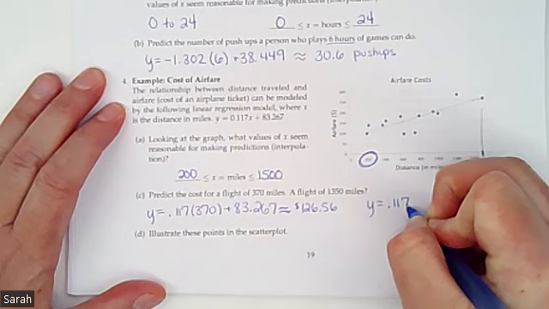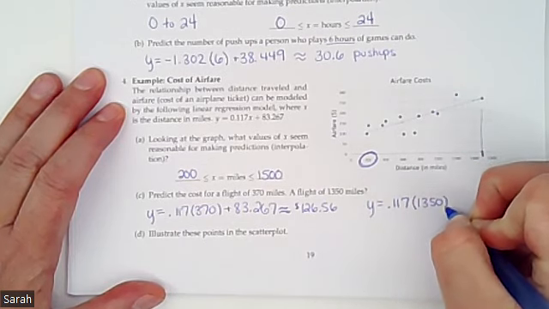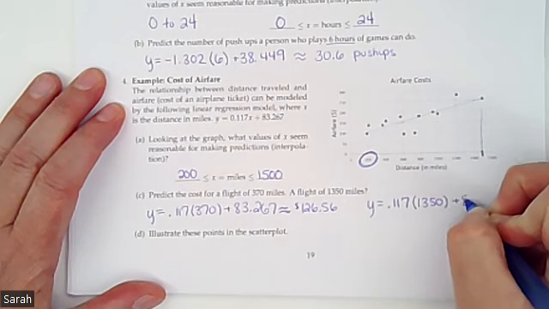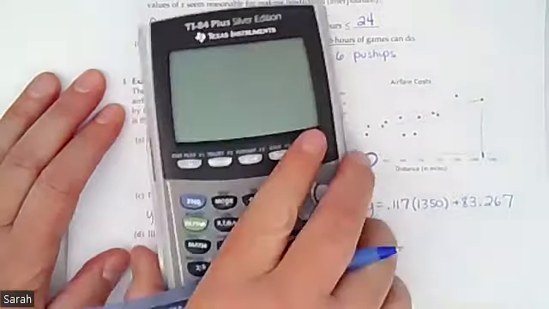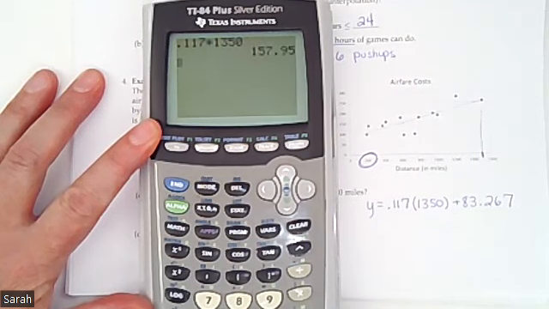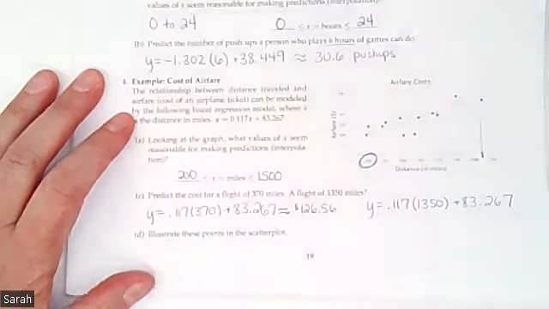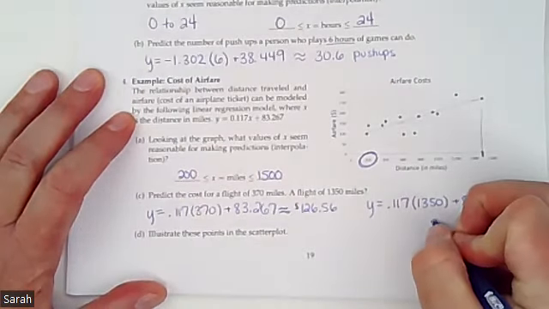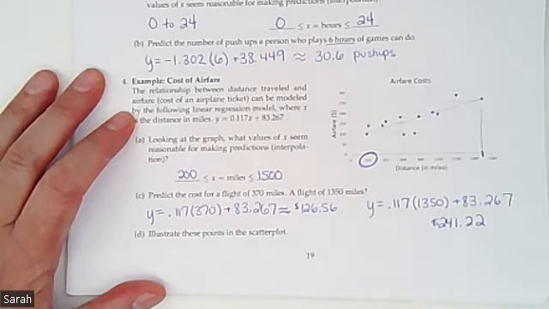So I have y is equal to 0.117 times 1350 plus 83.267. Let's get this one in here: 0.117 times 1350 plus 83.267 gets me about $241.22. Okay, so there are my two predictions.